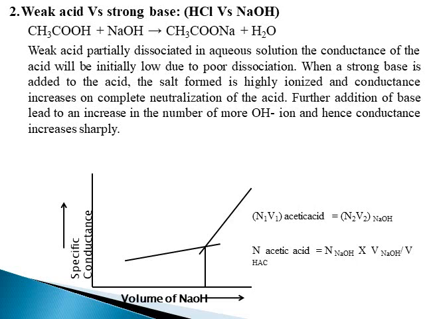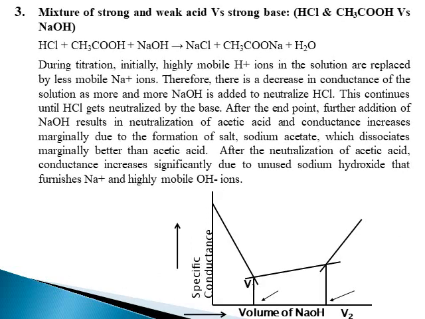So you can easily calculate the normality of acetic acid, which is equal to the normality of NaOH times the volume of NaOH, which you are obtaining from the graph, divided by the volume of acetic acid which you are putting out, V. In the third case, which is a mixture of a strong and weak acid versus a strong base, this you are doing in the practical.